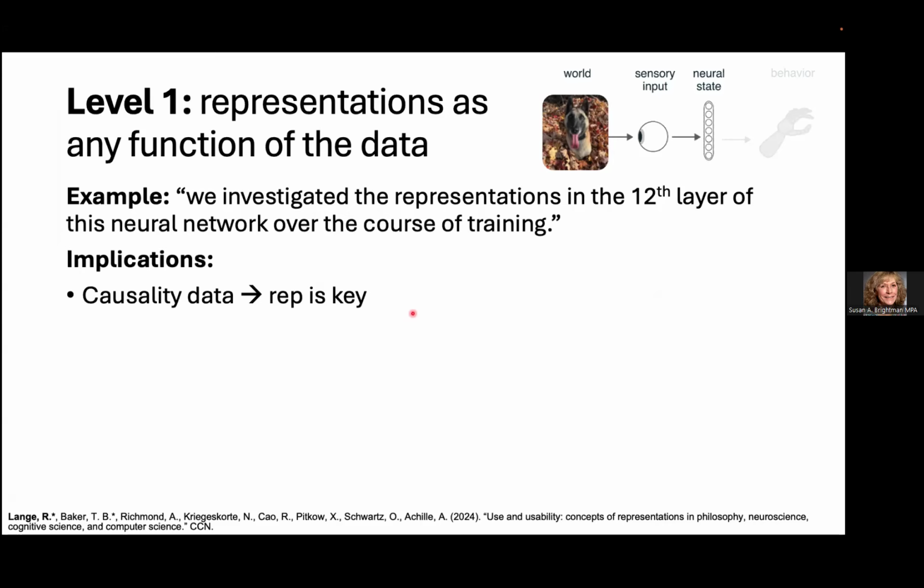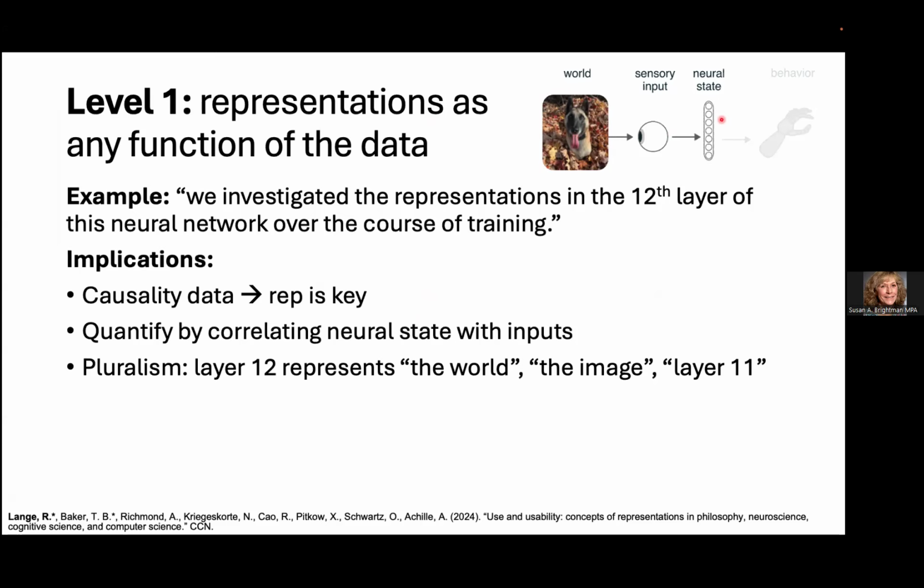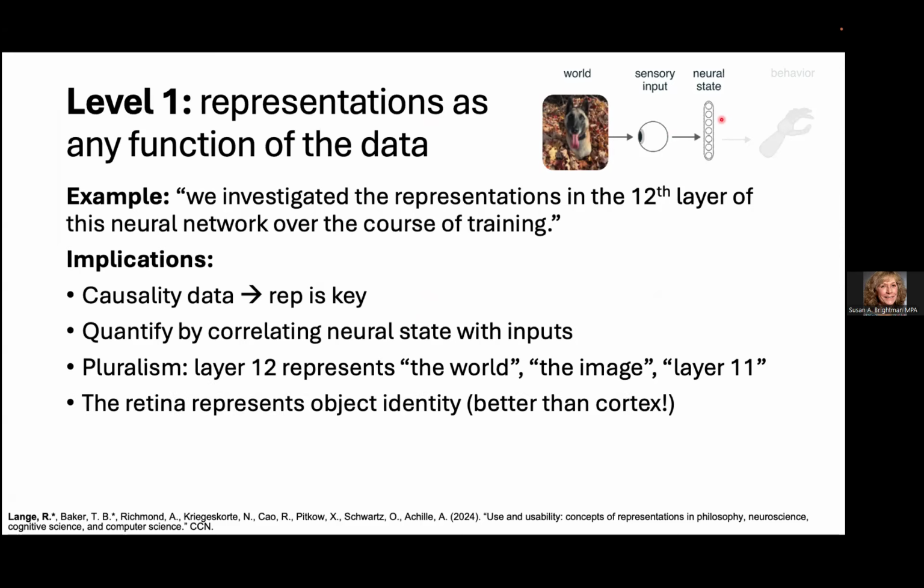The perspective is first that causality from the data to this representation is key. There's some image, it went through some function, it gave us some neural state. That function could have been a deep neural network, for instance. And we can quantify how good of a representation it is by measuring how much information it contains about the input. Third, this suggests that there's no one answer to the question of what it's a representation of. It can be a representation of the world, the input of layer 11.